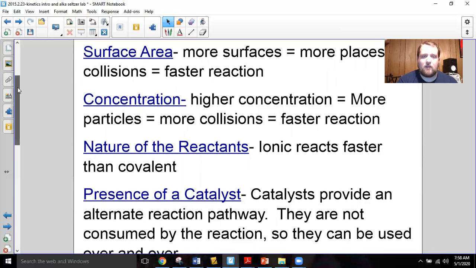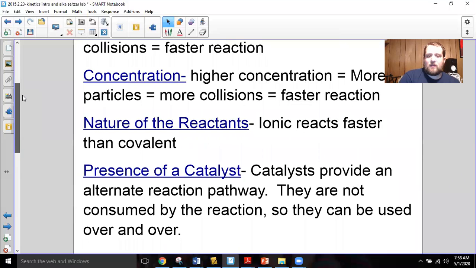And we'll talk more about catalysts in the future. Catalysts are basically chemicals that you can add to a reaction that make it go faster. They provide an alternate reaction pathway. We'll explain what that means. Basically, they provide another way of reacting that takes less energy. So at the same temperature, you can get more reactions. And one of the cool things about catalysts is they're not consumed, they're not used up, so they can be used over and over and over. We'll learn more about those later.